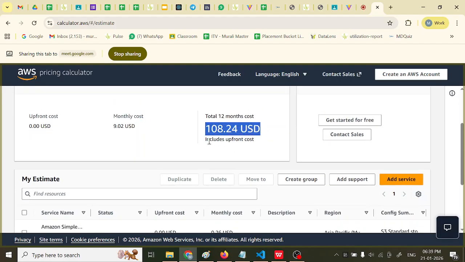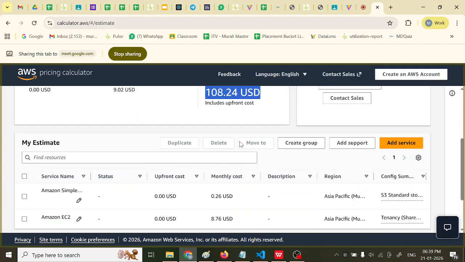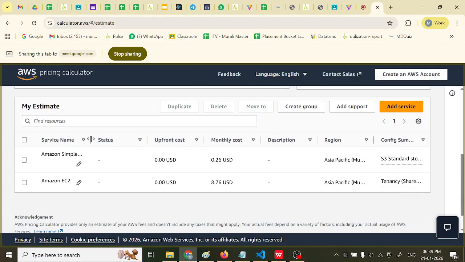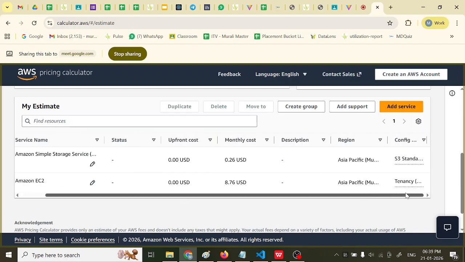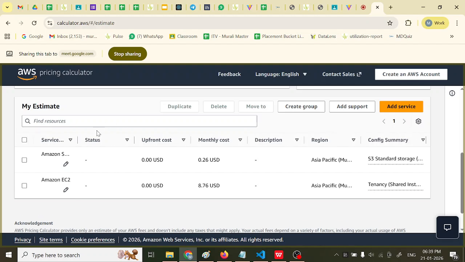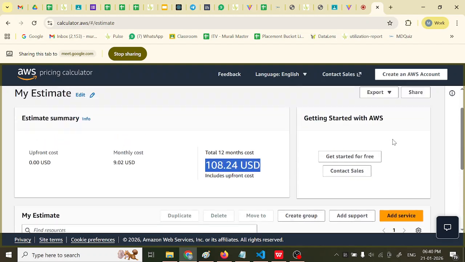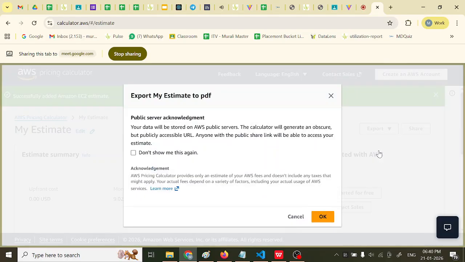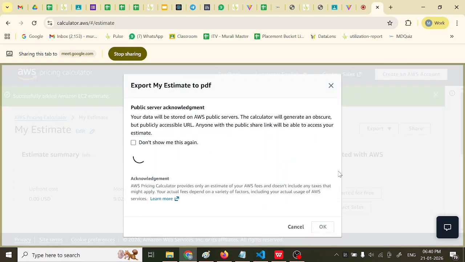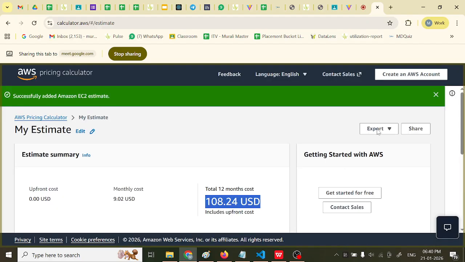and the total 12 months cost, that is the 1 year cost, is 108. What are all the services you are taking? You are taking Simple Storage Service, upfront nothing, the monthly cost, and which region you are doing all these things. So you can save it. You can export this as a PDF. It is asking, show me, okay, you click, and it will be saved as a PDF. This you can share.